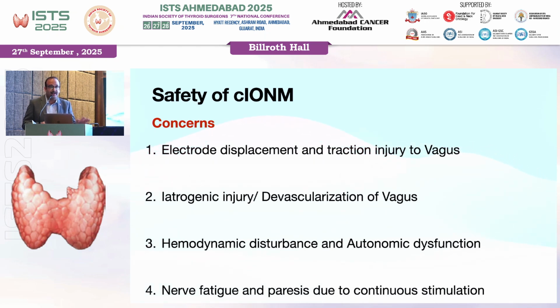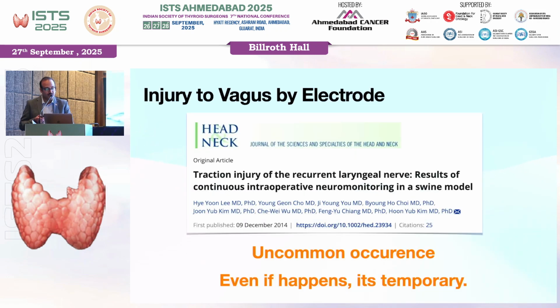The second concern is because you are stimulating the vagus and it's a parasympathetic nerve and a mixed nerve, can you have hemodynamic and autonomic disturbances in these patients? And the third is because you are constantly irritating the nerve or stimulating the nerve, can it lead to nerve fatigue and palsy in itself? Let's see all of them one by one.